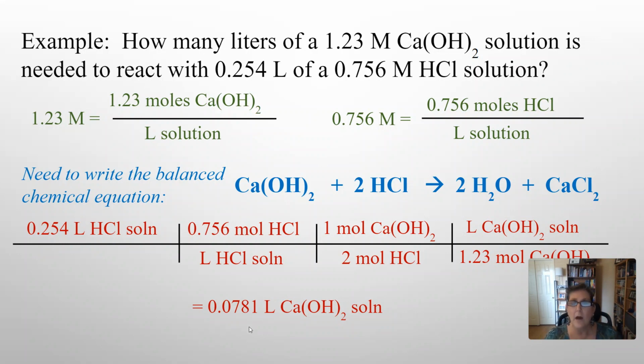Put it into our calculator. We get 0.0781 liters of calcium hydroxide. Woo, that was a tough one.